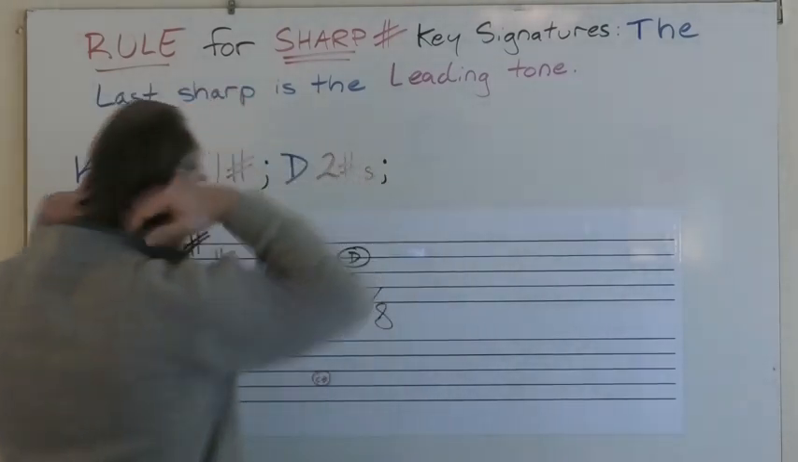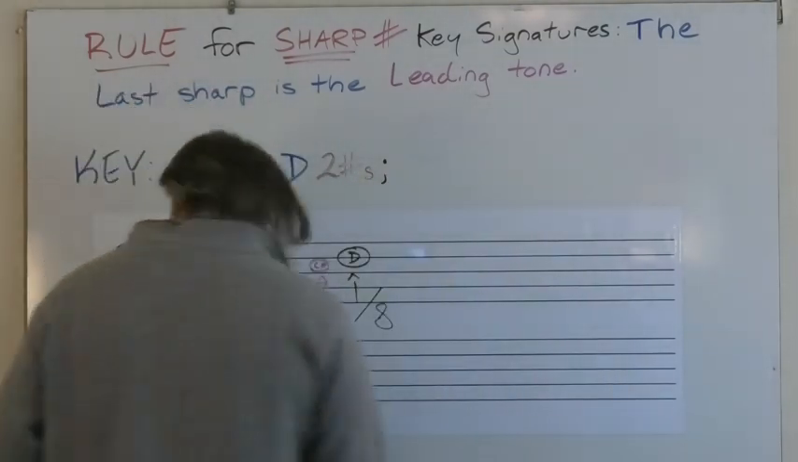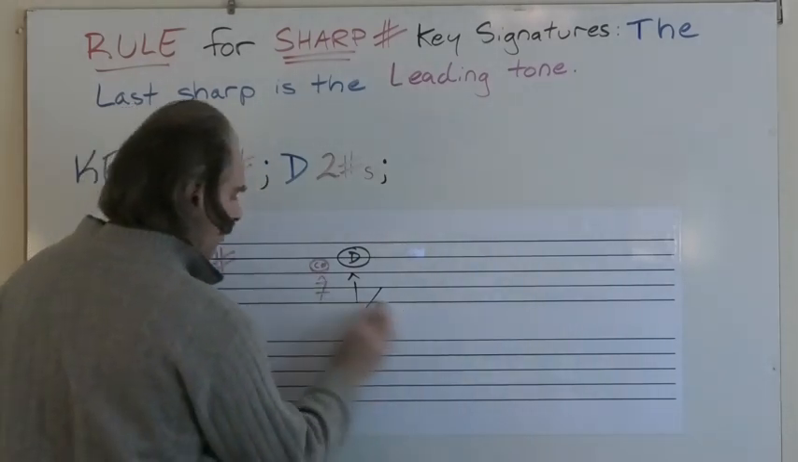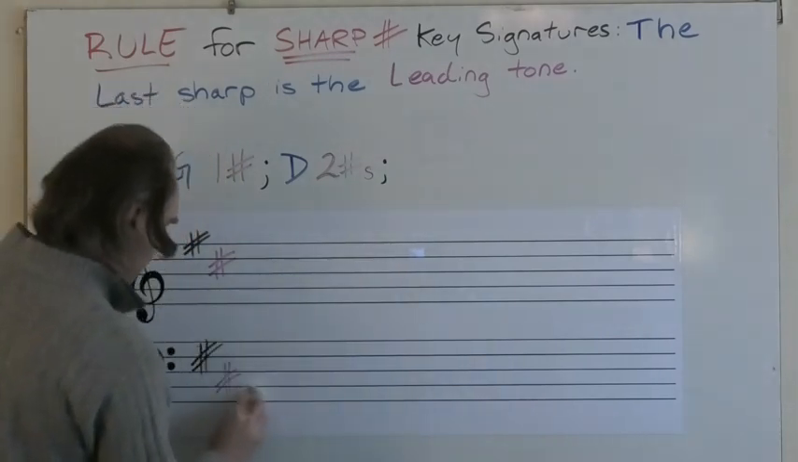Okay, two sharps. F sharp and C sharp. Let's go on. Is there a rule for flat key signatures? Well, there must be, but we'll get to that. All right.